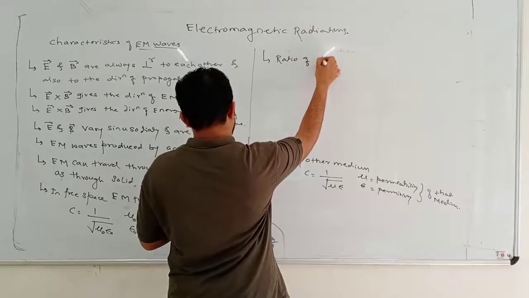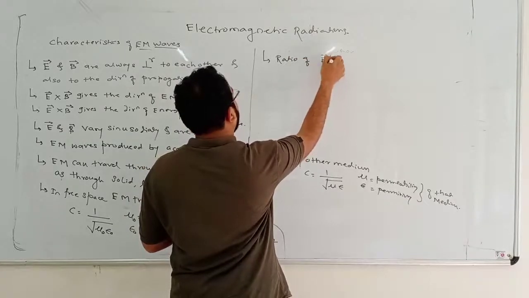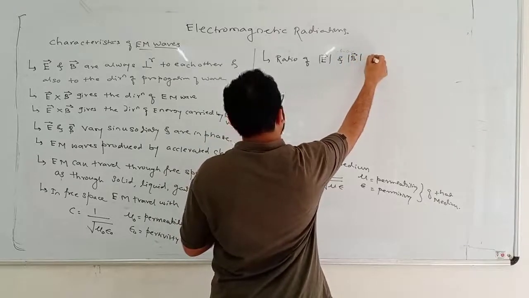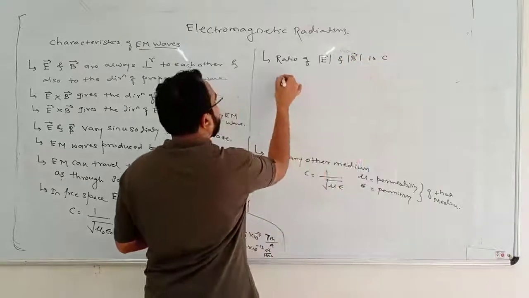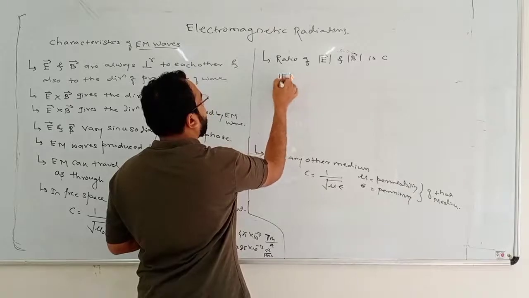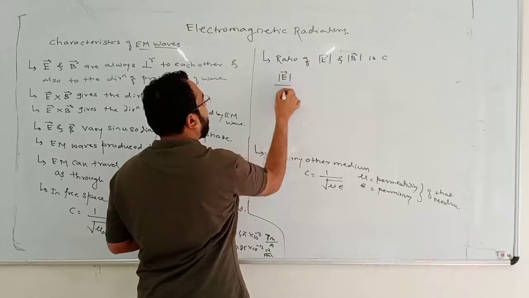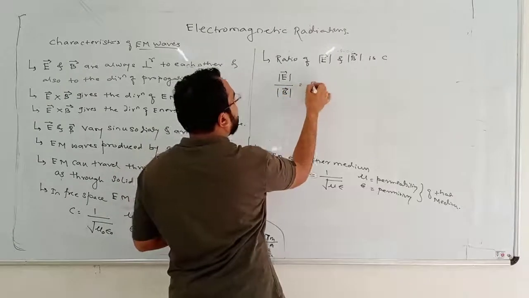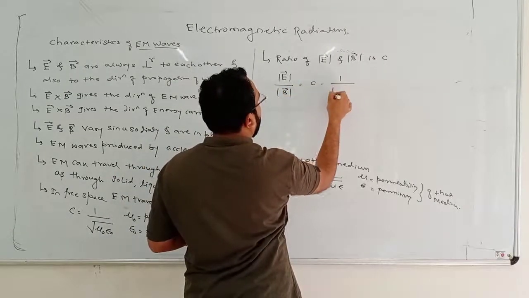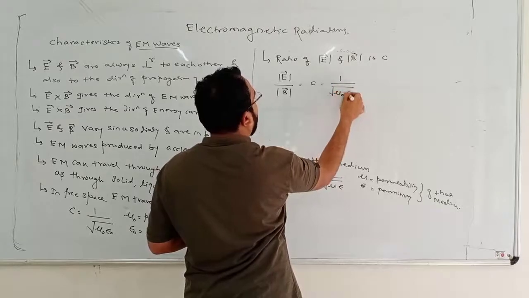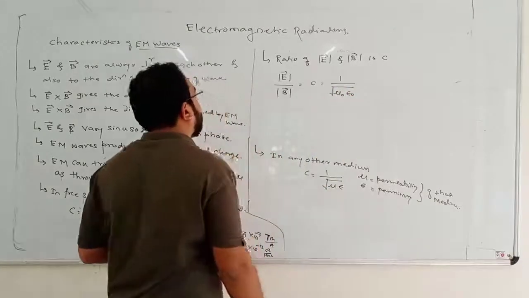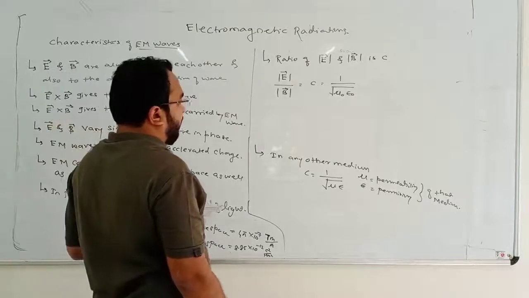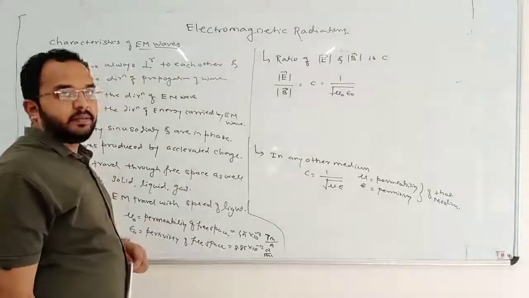Ratio of magnitude of electric field and magnitude of magnetic field is C. That is, the ratio of magnitude of electric field upon magnitude of magnetic field is C, which is nothing but 1 upon root of mu naught epsilon naught. This is also a very important point. These are all practically observed things.